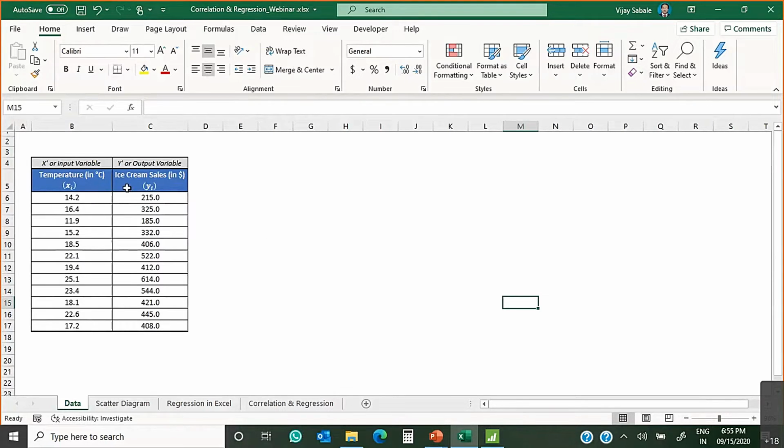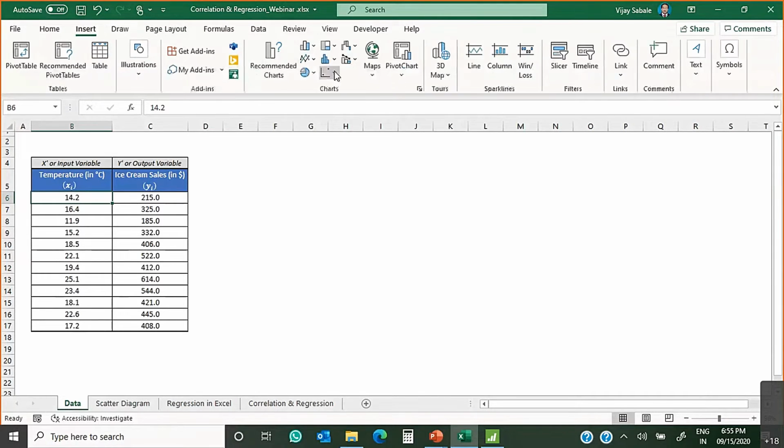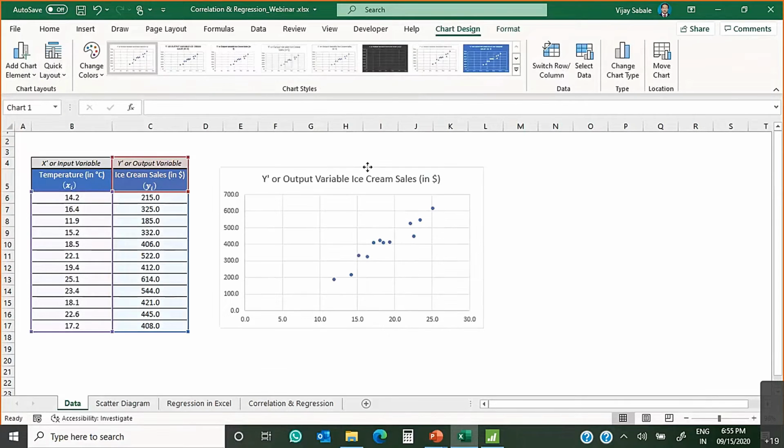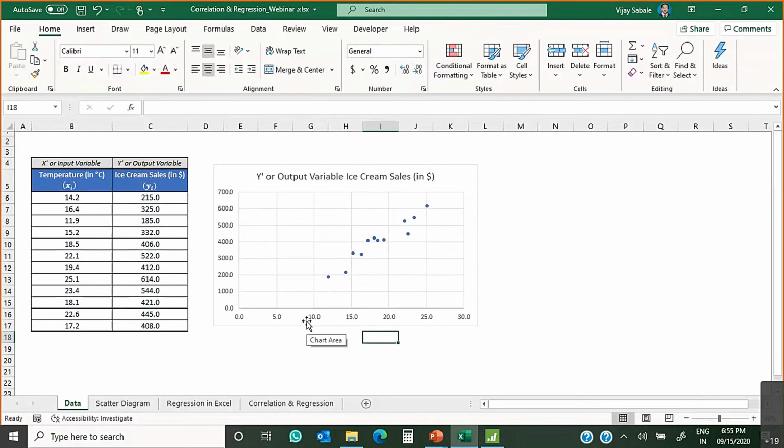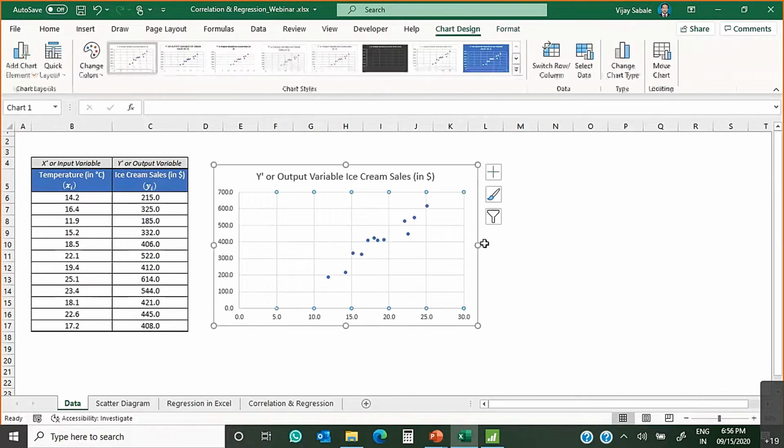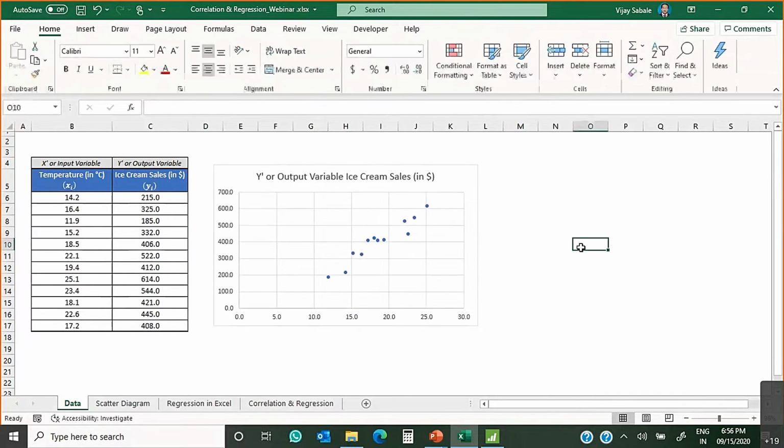So we can see these are the two terms. You can keep the cursor anywhere, then go to the Insert tab, and there will be the scatter. If you just select that, you will get these two factors. On the x-axis there will be the temperature, and on the y-axis there will be the sale, right? So this is the simplest way to draw the scatter plot in Excel. It's very simple.